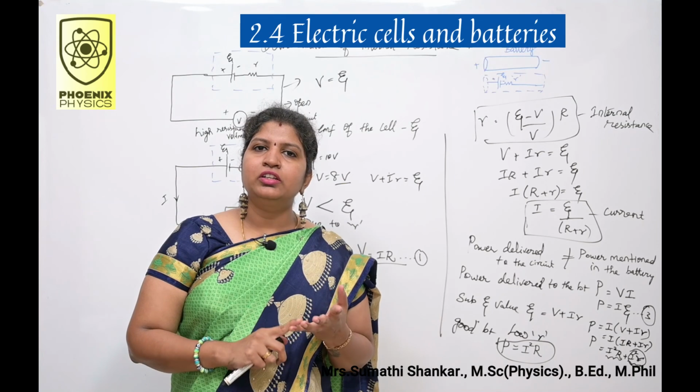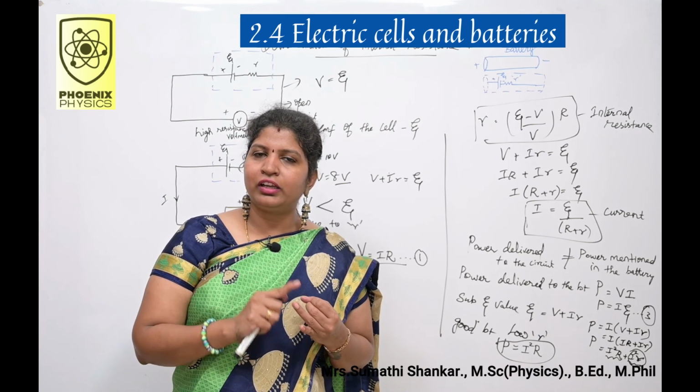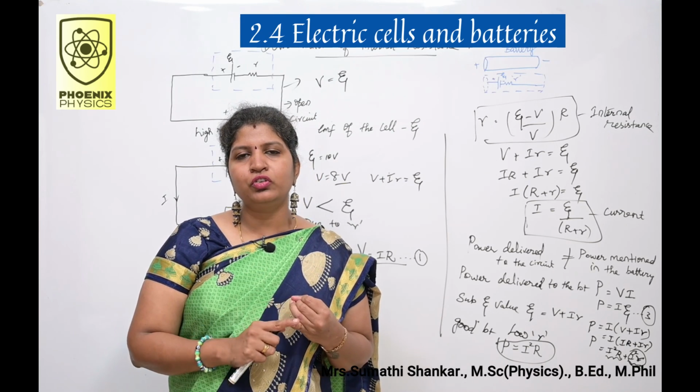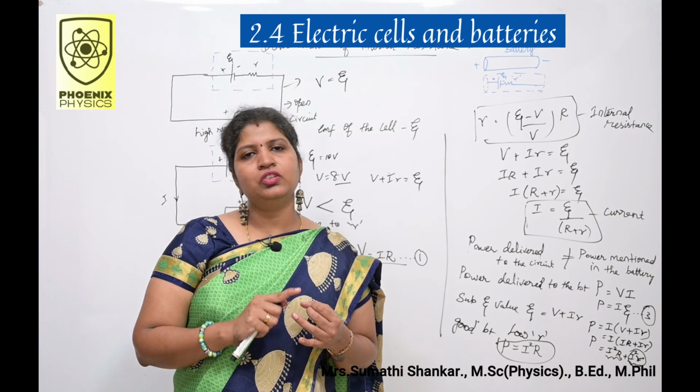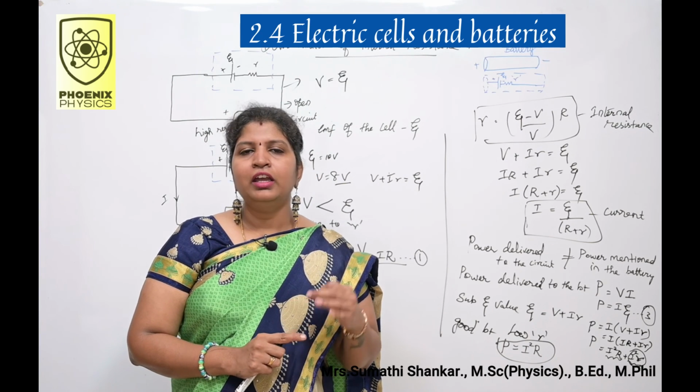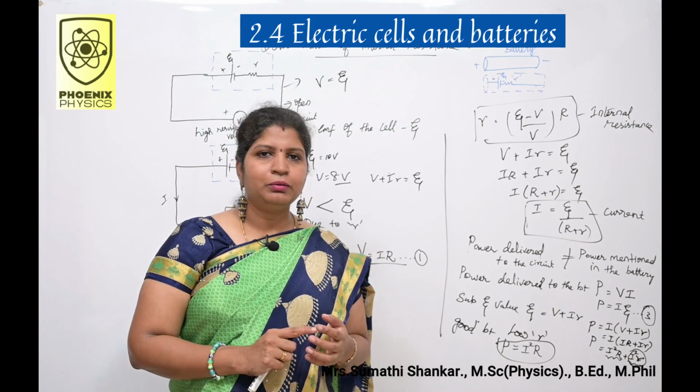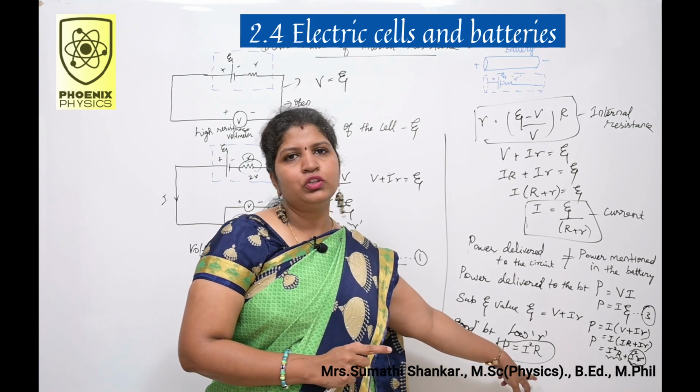In this class, we discussed the definition of EMF, that is electromotive force, and internal resistance small r. We derived the formula for power, that is P is equal to I square R.